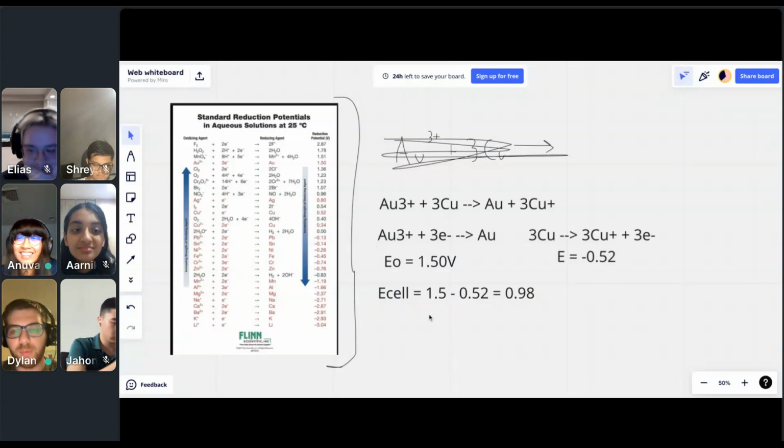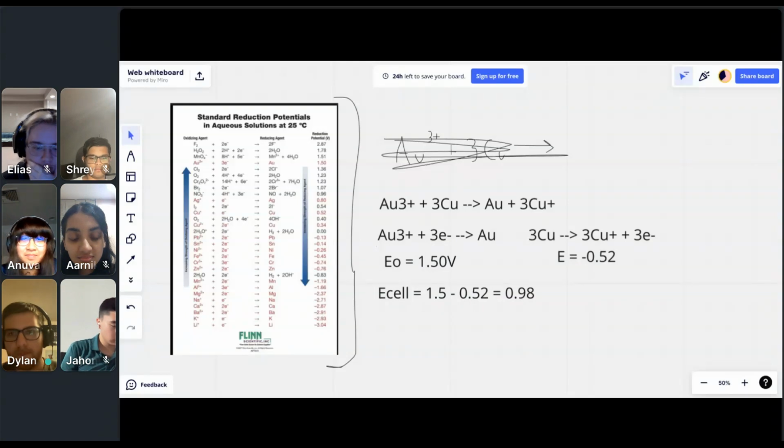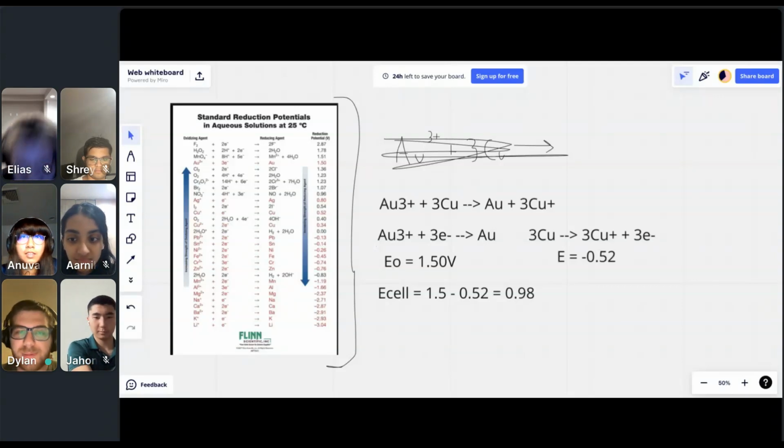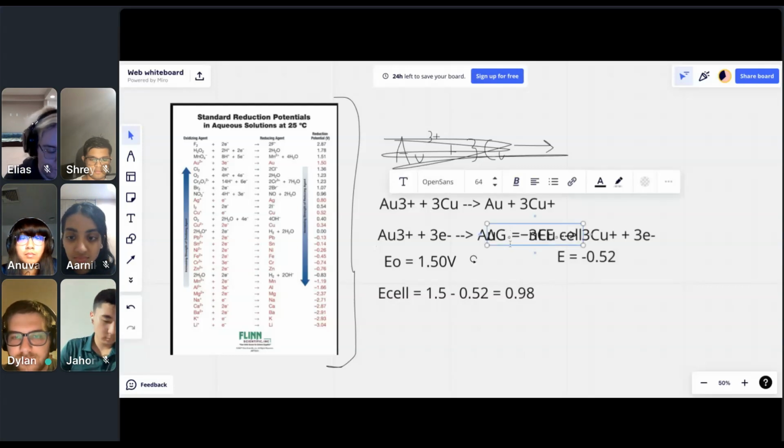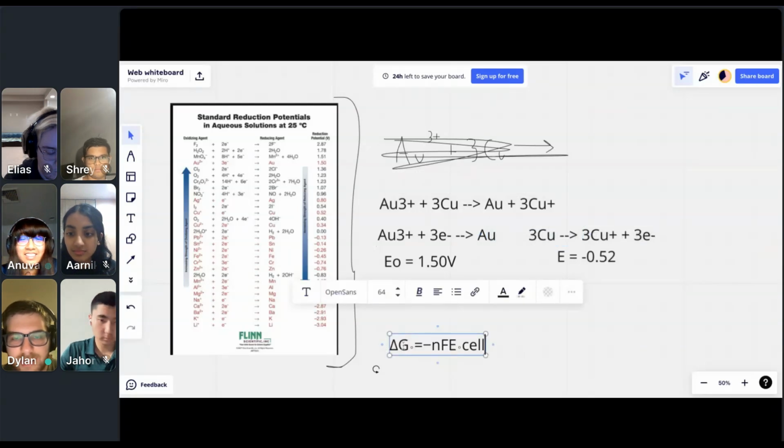So from here, we have an E cell of 0.98. Great. What does that tell us about this redox reaction? Right? What can that tell us? I'm pulling up an equation right now because I can't remember it. But it can tell us something about the spontaneity of this redox reaction. In particular, we can use the equation. Oh, geez, it's not letting me copy paste. Okay, there's our equation. This is like my second time using this thing. One second. There we go.